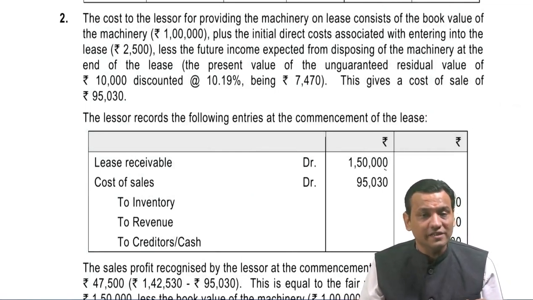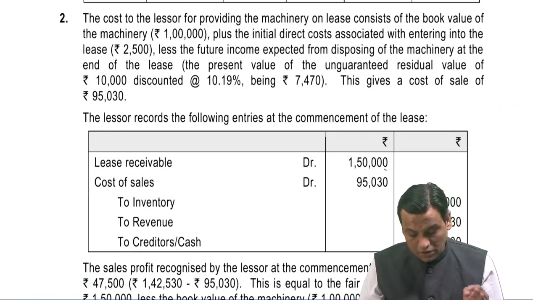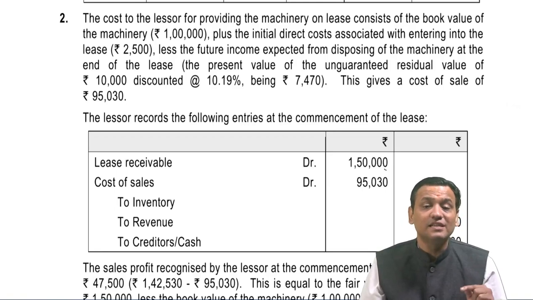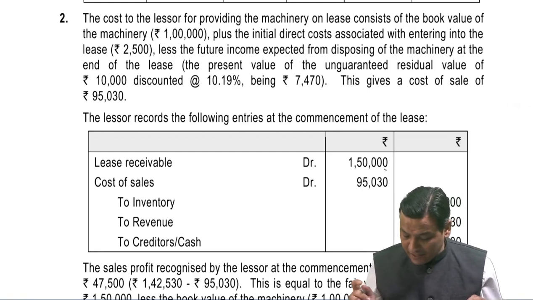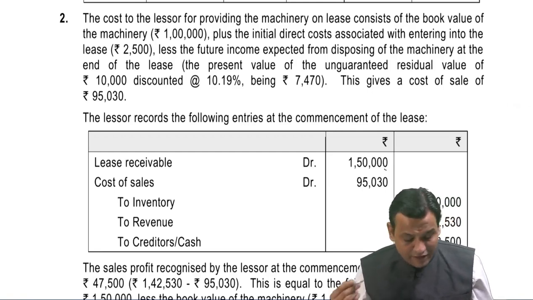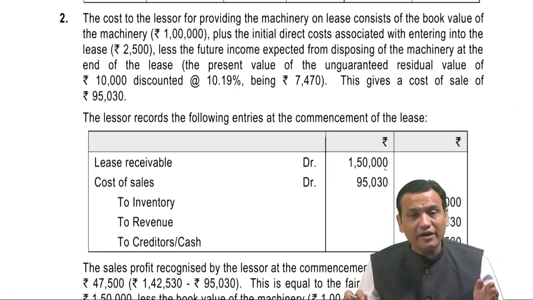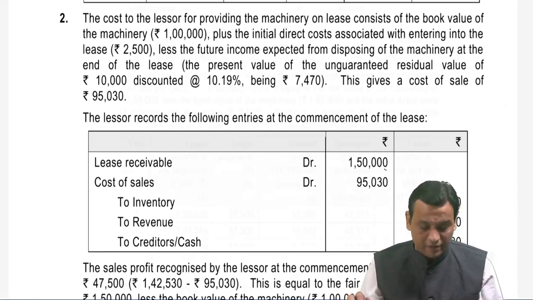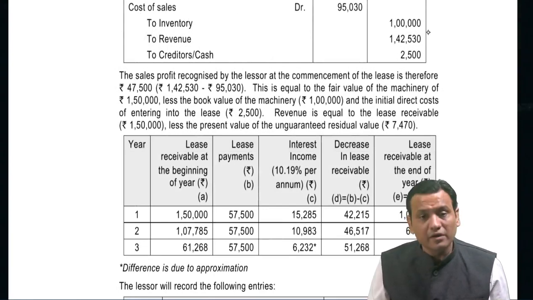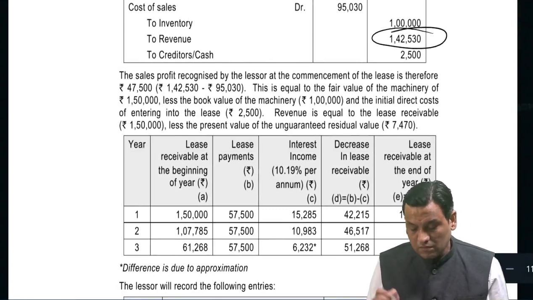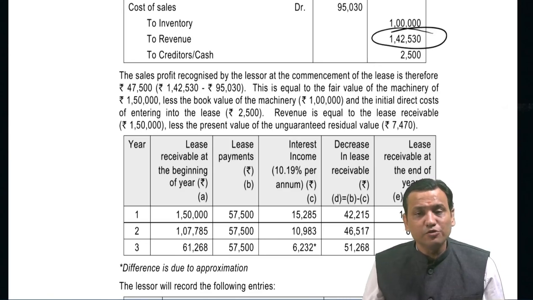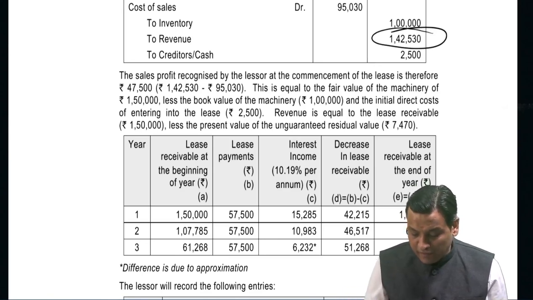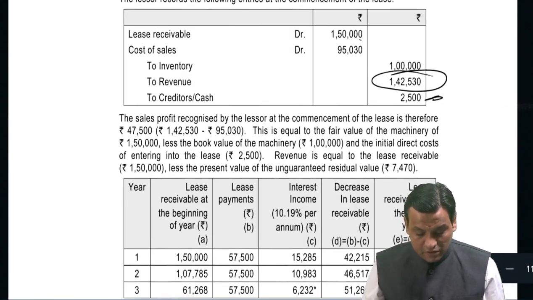What is my cost of sales? The cost of sales will be nothing but the cost of inventory minus present value of UGRV. The cost of sales, I repeat, is nothing but the inventory cost minus present value of UGRV. And my revenue is nothing but sales revenue, the lease receivable minus present value of UGRV, and the amount which we paid, 2,500.